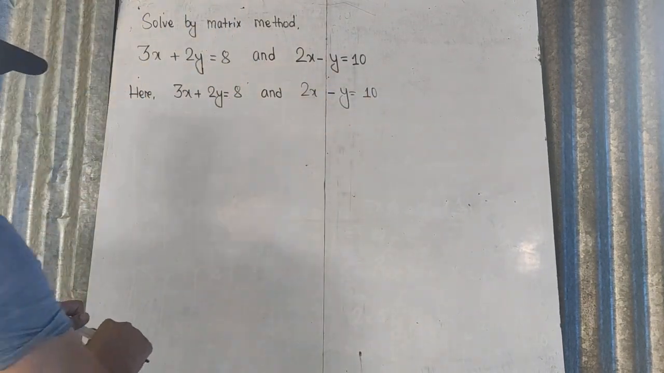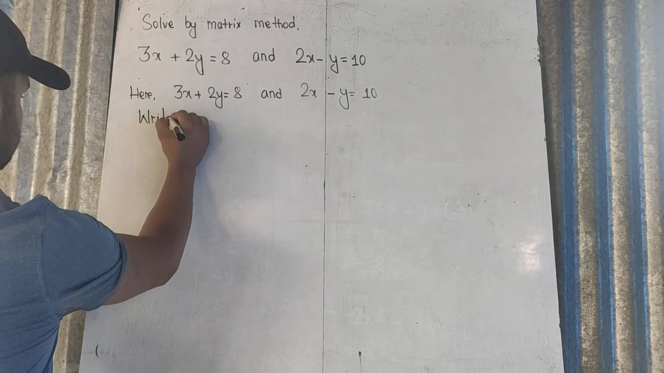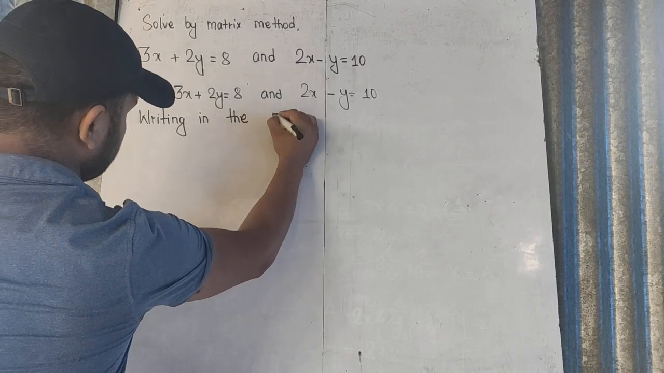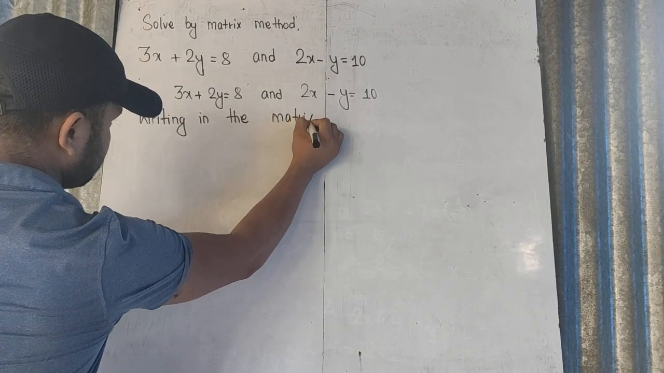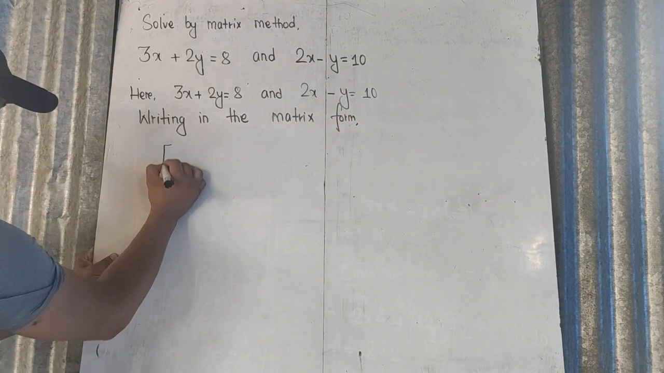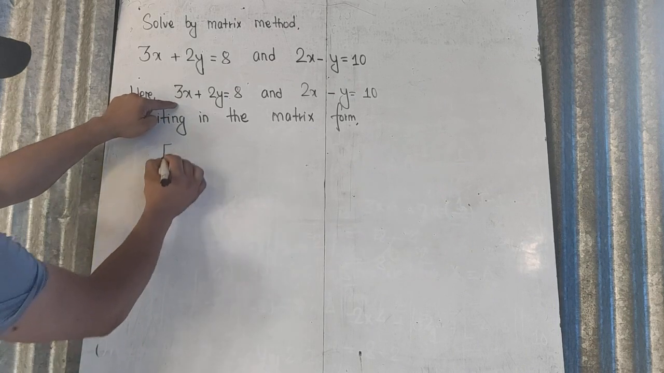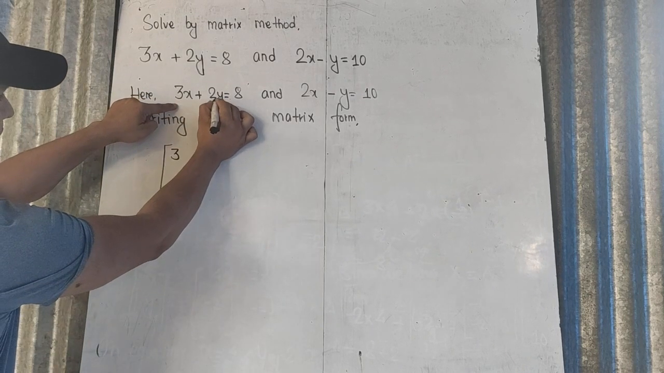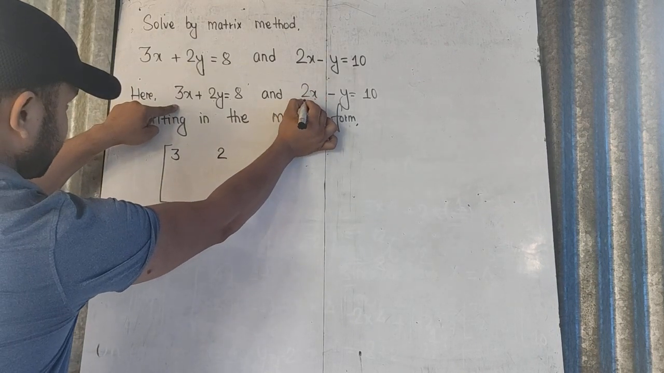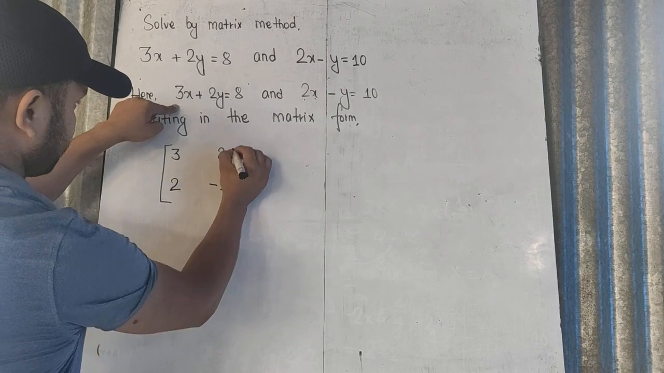First, writing in the matrix form, or matrix order, whatever you prefer. When you write this in matrix form, you get the following. The coefficient of x here is 3, so write 3. The coefficient of y is 2, so write 2. Now go to the second equation. The coefficient of x here is 2, and the coefficient of y here is minus 1.